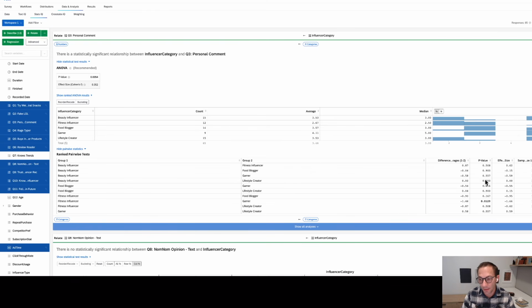And if you look down this list, you see in bold here, here's a significant p-value, and that's between fitness influencer and gamer. So we look here at fitness influencer and gamer. That's the difference between 2.67 and 4.11. So it's like the highest and the lowest. Those two do significantly differ from one another.